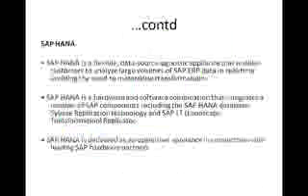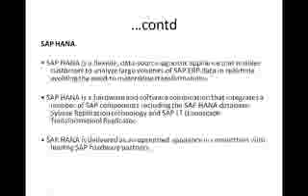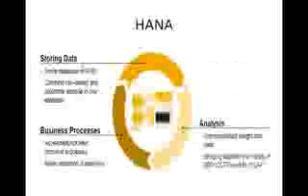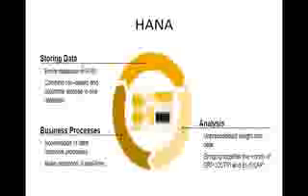The definition of how SAP has defined it is a flexible, data source agnostic appliance that enables customers to analyze large volumes of SAP ERP data in real time, avoiding the need to materialize transformations. It's a combination of both hardware and software, as we saw yesterday. The hardware is provided by the vendors and the software by SAP. It's a combination of both, with a lot of new features added from both hardware and software, both implemented completely as a full-blown implementation on the SAP HANA server box.